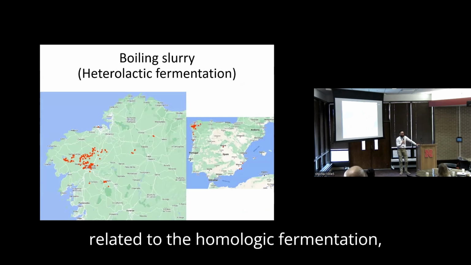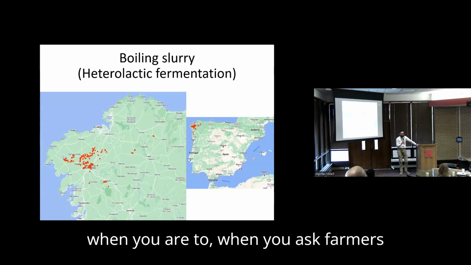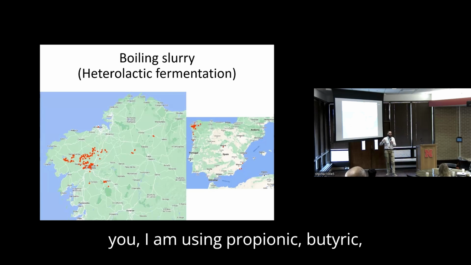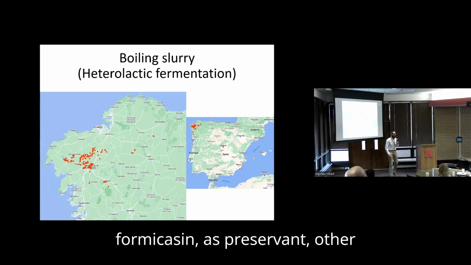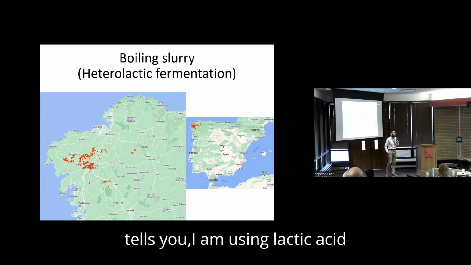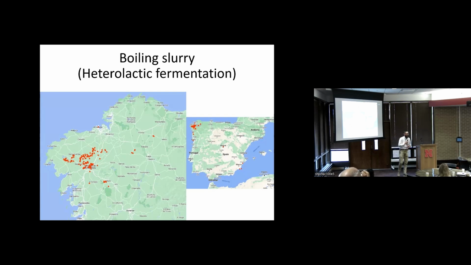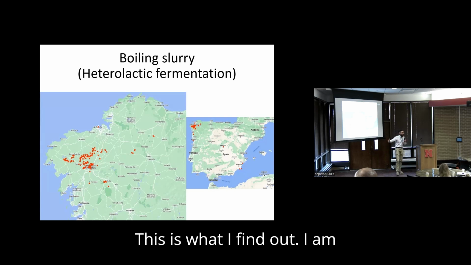Related to the homolactic fermentation, when you ask farmers whether they use something to promote this in silages, some of them tell you, I am using propionic, butyric, formic acid as preservative. Others tell you, I am using lactic acid bacteria as inoculum. Others say, I am following my own criteria. This is what I find out.